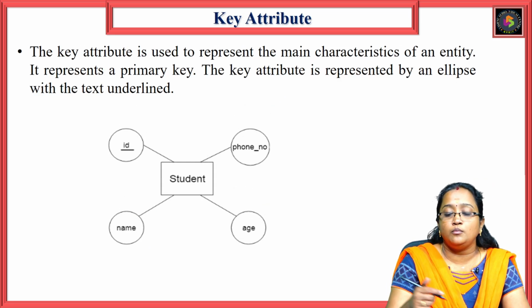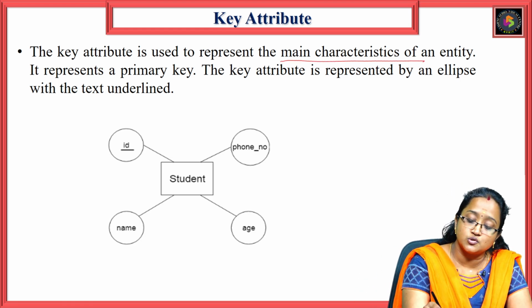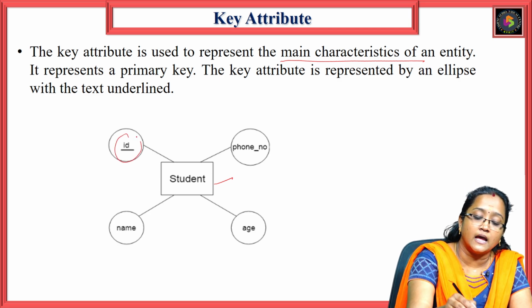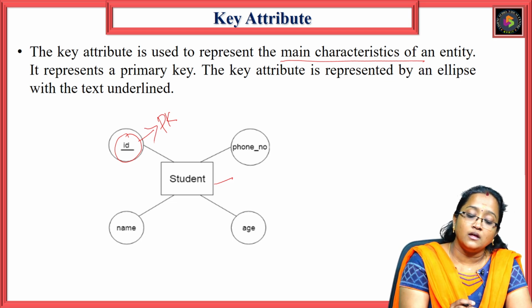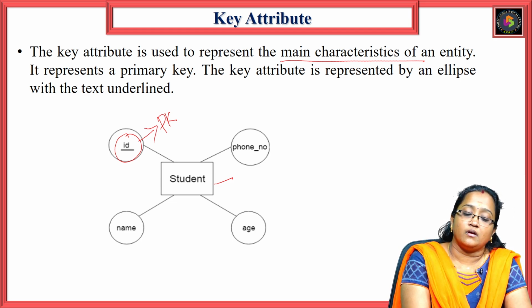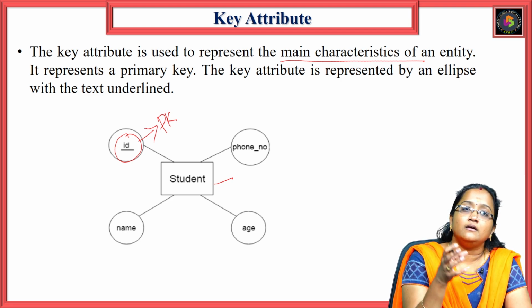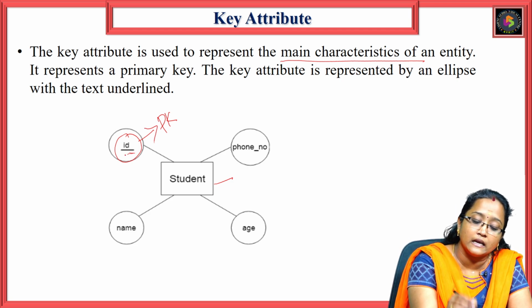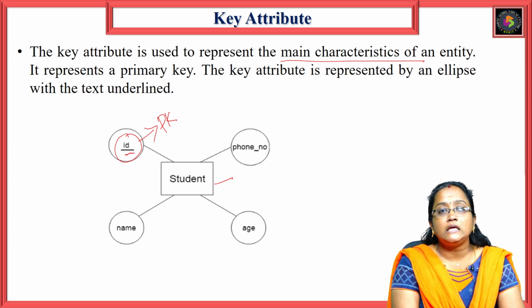Key attribute. A key attribute is mainly used for the main characteristic of an entity. Taking the same student entity example, the ID is the primary key attribute, and that is called a key attribute. Key means it is used to find the data uniquely. When it is defined like that, you give it an underline. If you define the attribute with an underline, then it is called a key attribute.